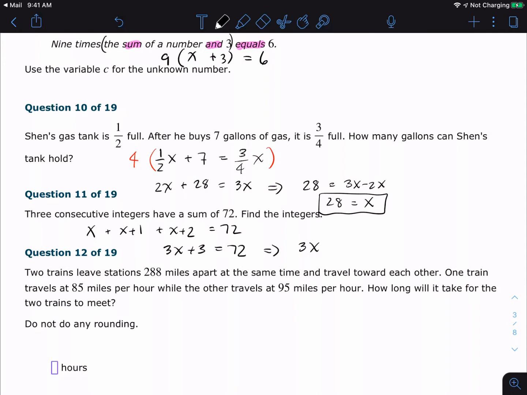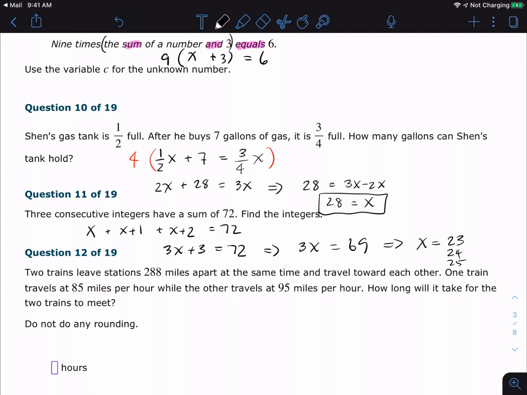Subtracting 3 from both sides, I'm going to get 3x is equal to 69. And then dividing that, I'm going to get x is equal to 23. But it also wants the other 2 integers. So then we also have 24 and 25. Now, if we were to add those up, that would equal 72. Okay?